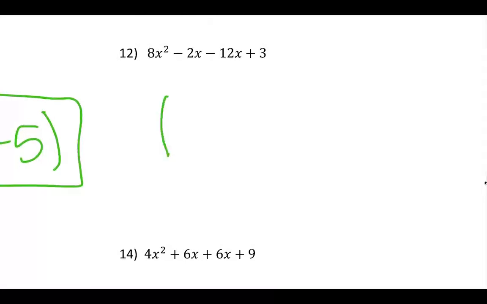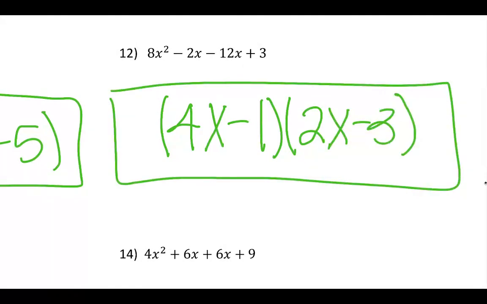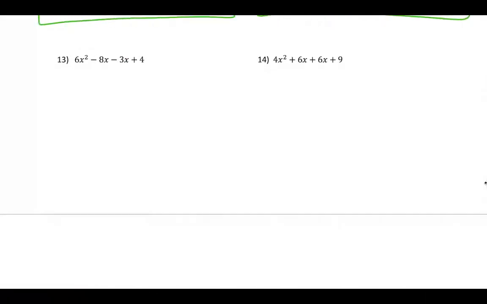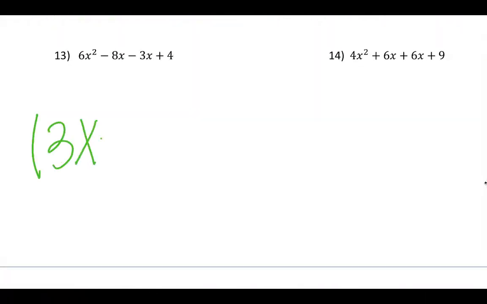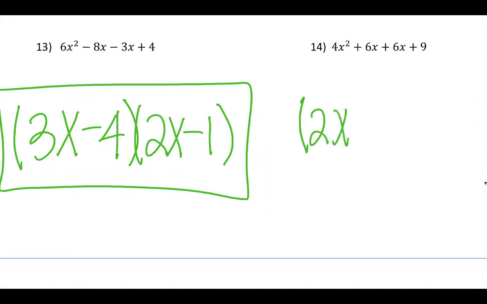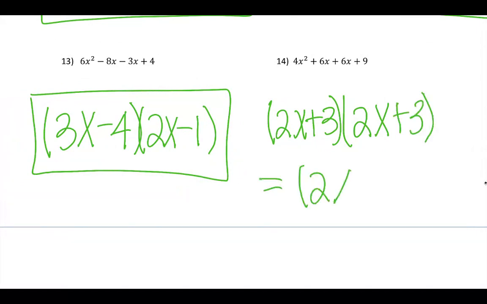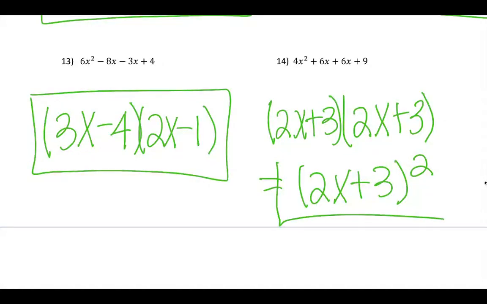12 should factor to 4x minus 1, 2x minus 3. 13 should factor to 3x minus 4 times 2x minus 1. And last but not least, 14 should factor to 2x plus 3 times 2x plus 3, which another way to simplify that would be 2x plus 3 squared. So those are the answers for those last couple.